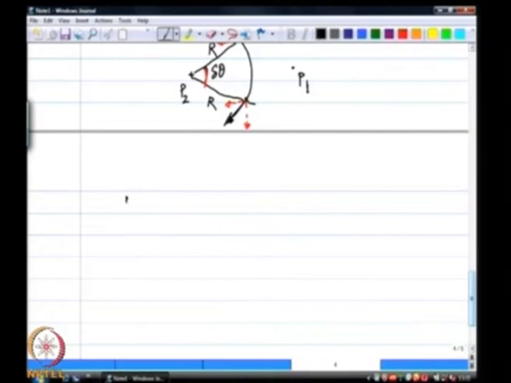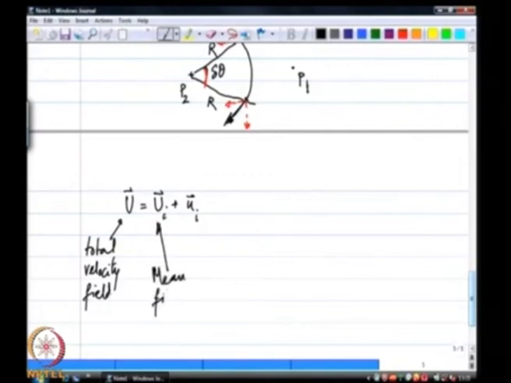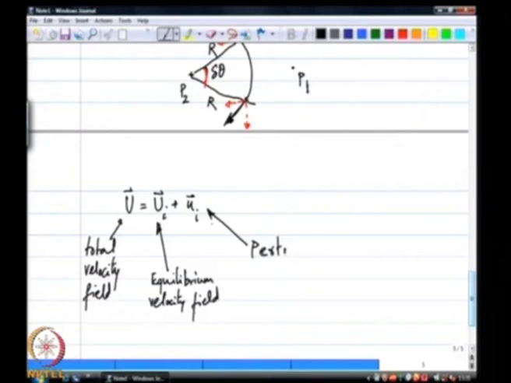So, if I take the perturbation quantities, if I write u as the u bar I plus u I vector, u is the total velocity field, u bar I is the mean velocity field, or I would like to call it the equilibrium velocity field, and this is my perturbation component.